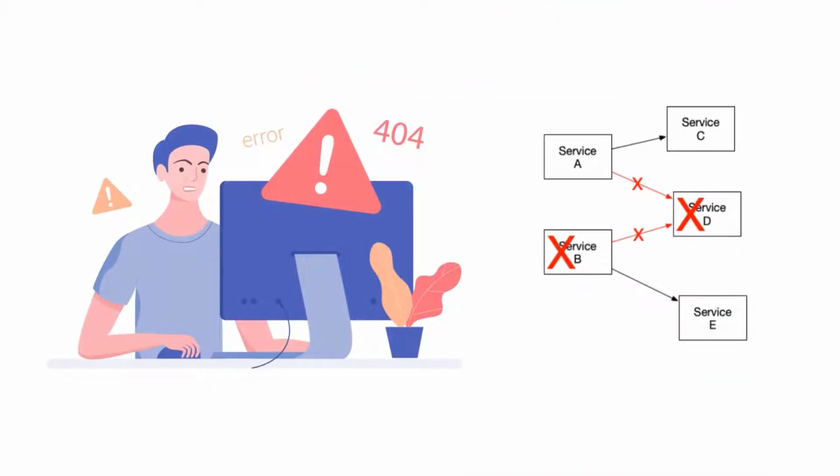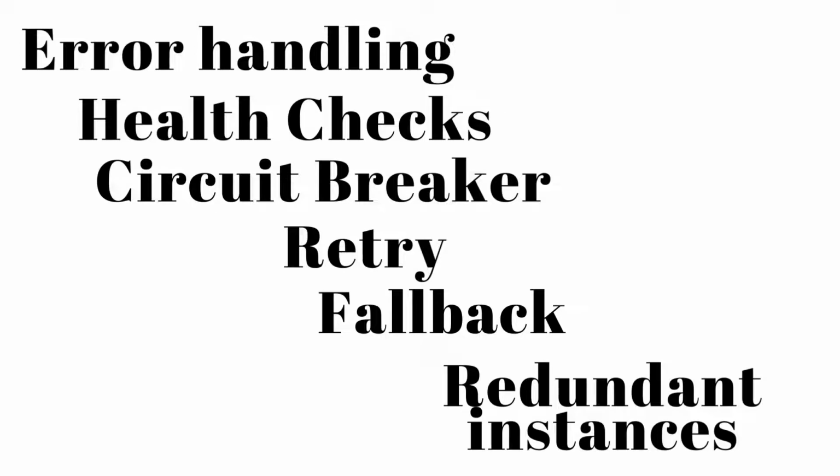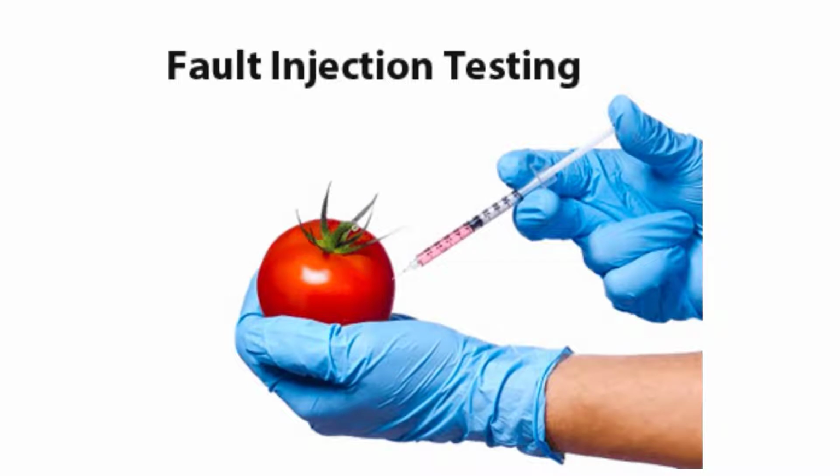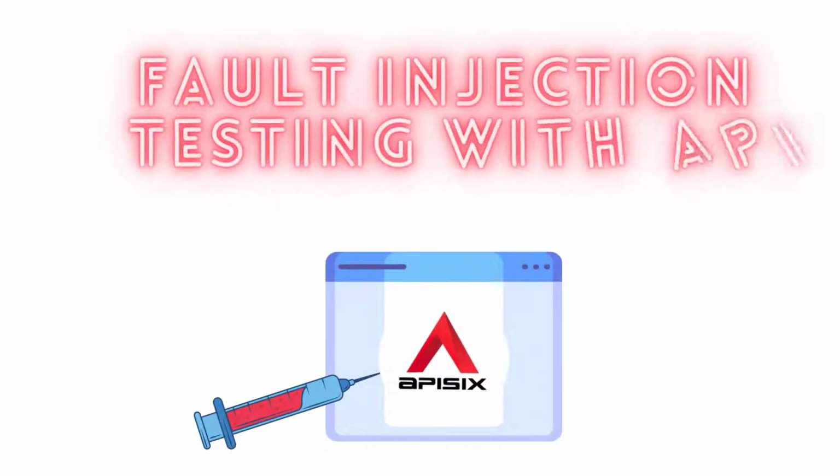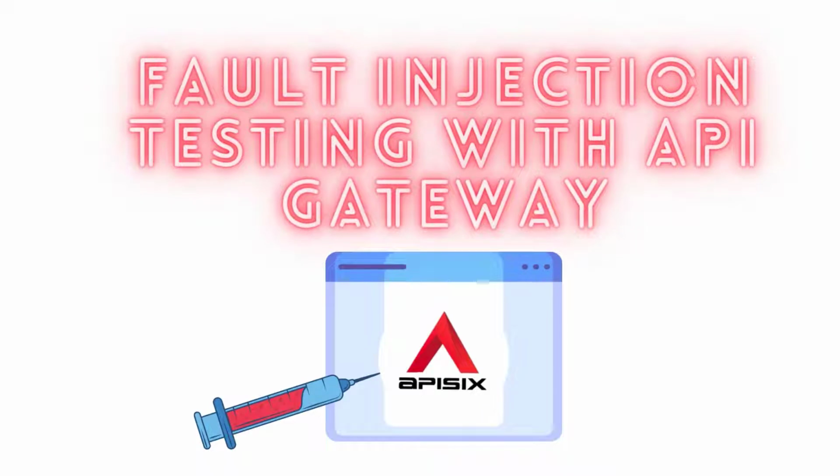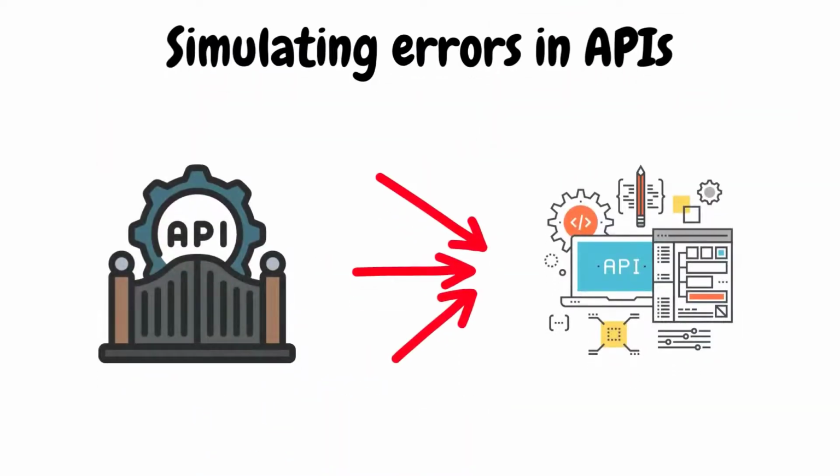Also, we want to be sure that any resilience mechanisms we have in place, such as error handling, circuit breaker, health checks, retry, fallback, redundant instances, and so on, work. We can verify this with the help of a testing method called fault injection. The fault injection approach at the API gateway level can be used to test the resiliency of application or microservices APIs against various forms of failures to build confidence in the production environment.